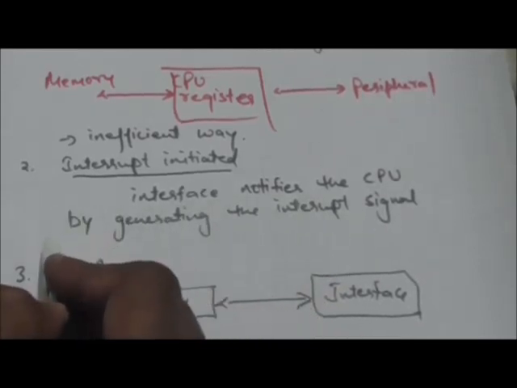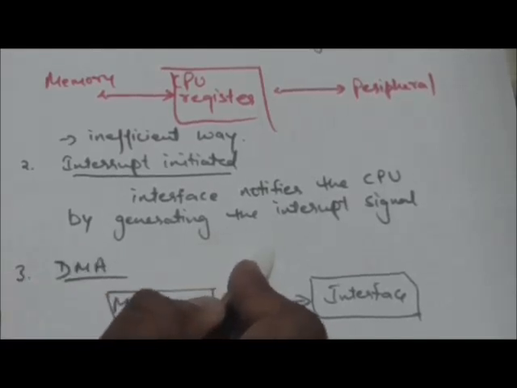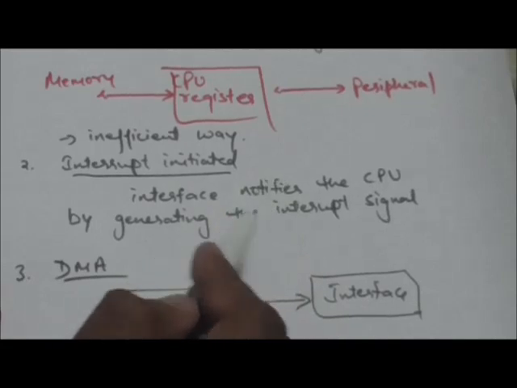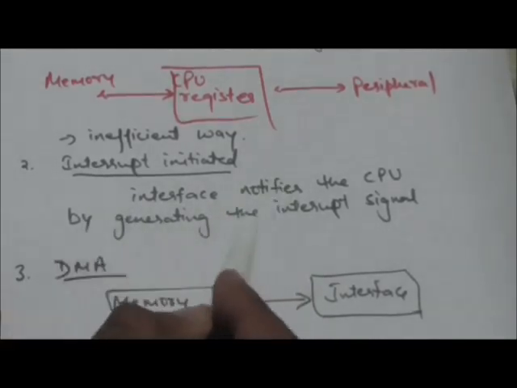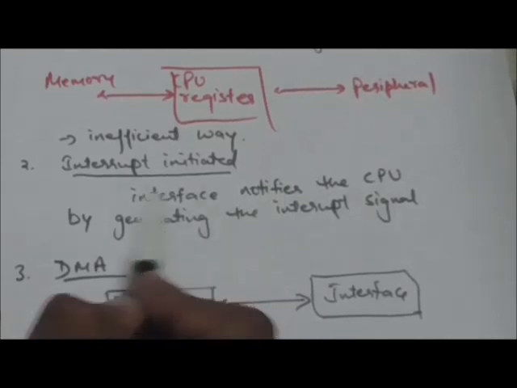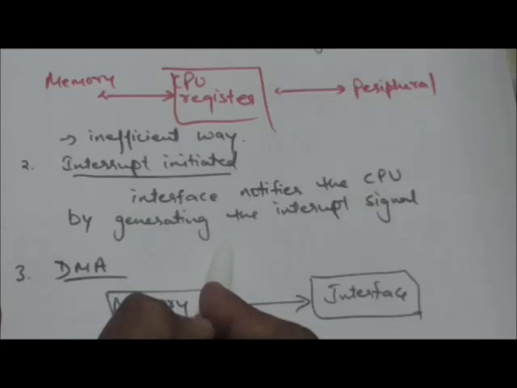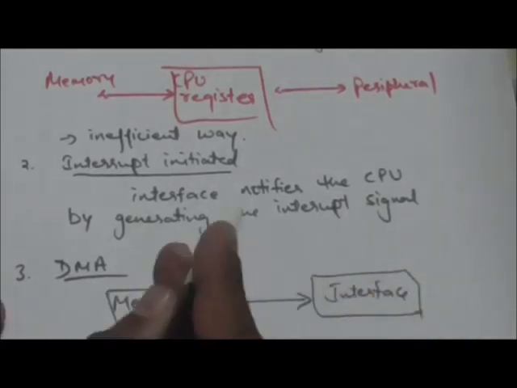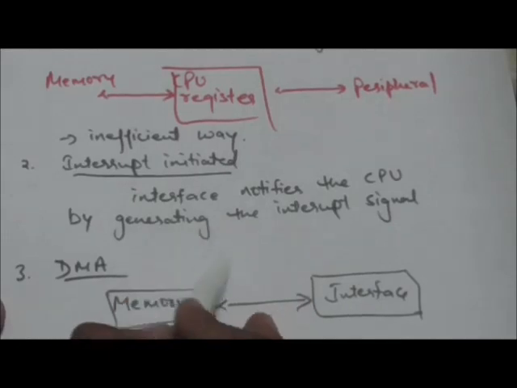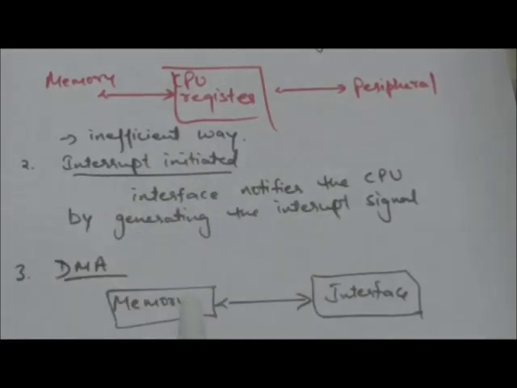So in this case what happens, whenever the device is ready for data transfer, it generates an interrupt request to the CPU. Whenever the CPU receives that interrupt request, it stops the task whatever it is processing, and it branches to a service routine program to process the required input output transfer, and it returns back to the program which it was originally performing.